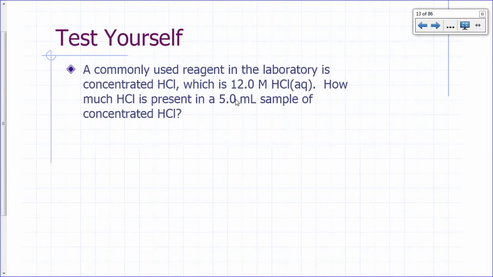All right. Here's another application. The commonly used reagent in the laboratory is concentrated HCl, which is 12 molar HCl. How much HCl is present in a 5 ml sample? So, number of moles. You're given the molarity, so you can calculate the amount of solute, moles of solute. So moles of HCl is molarity times volume.